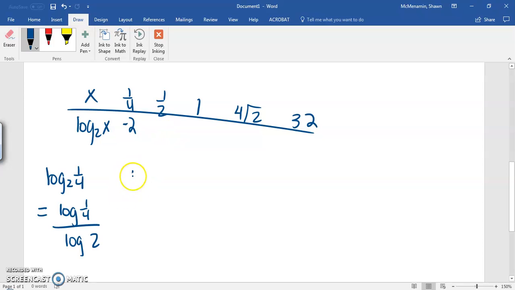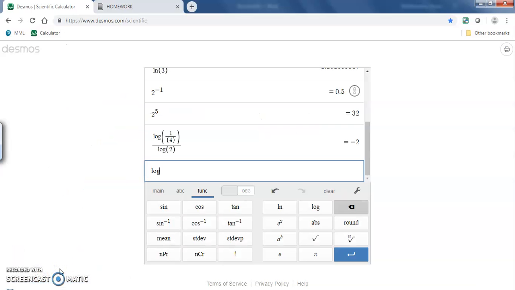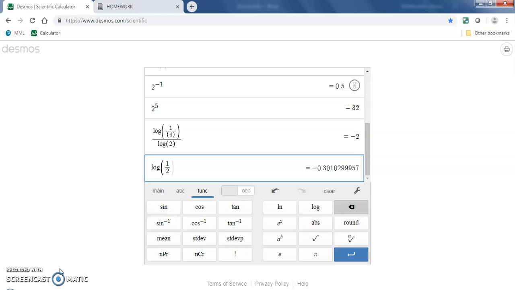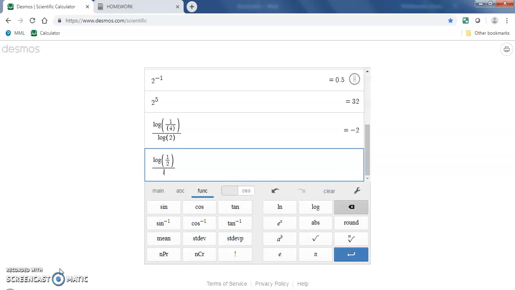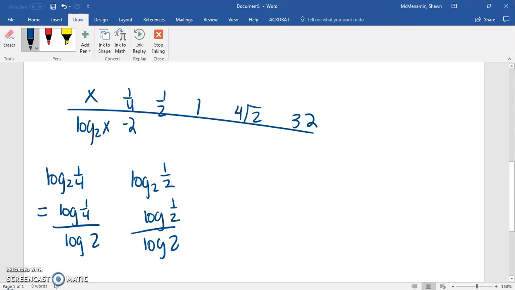And then when you plug in 1/2, you have log base 2 of 1/2. So using the change of base, this becomes log of 1/2 over log of 2. The base goes on the bottom, so log of 1/2 and then divided by log of 2. Again, this is using the change of base formula, so you get -1.